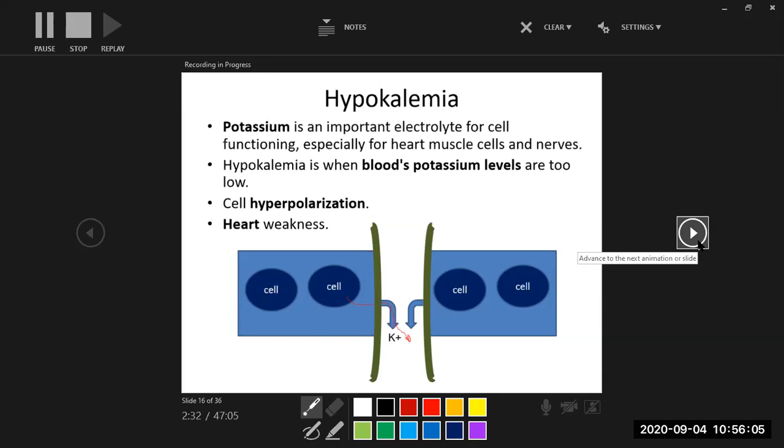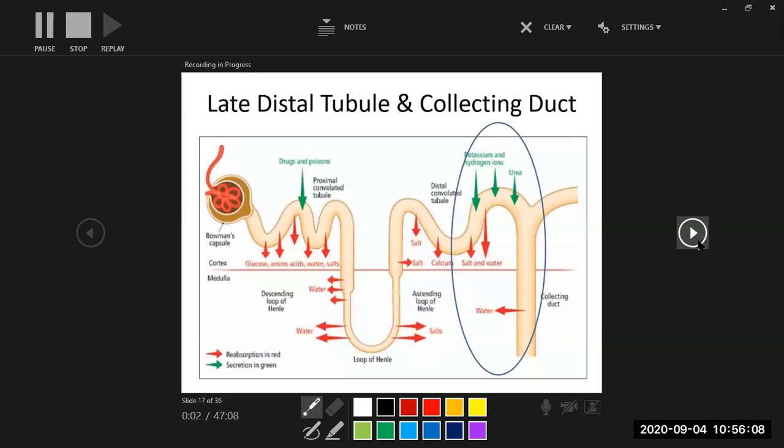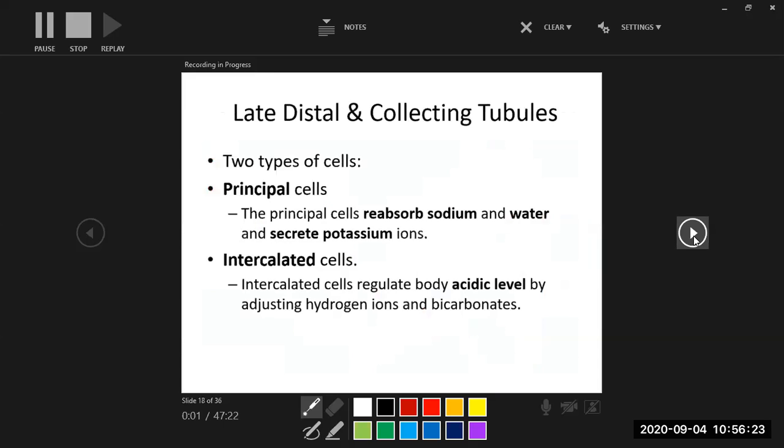And then what's next? The next is the collecting tubule and the collecting ducts. So we talked about the distal tubule, and now we are going to finish up with the collecting tubule and the collecting ducts. This region has two types of cells. One is called principal cells, and the other is called intercalated cells. These cells are specialized epithelial cells in the tubular wall.